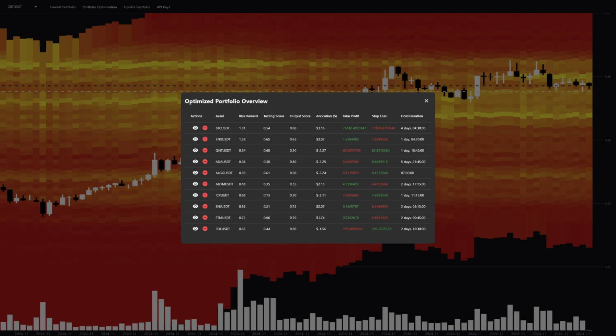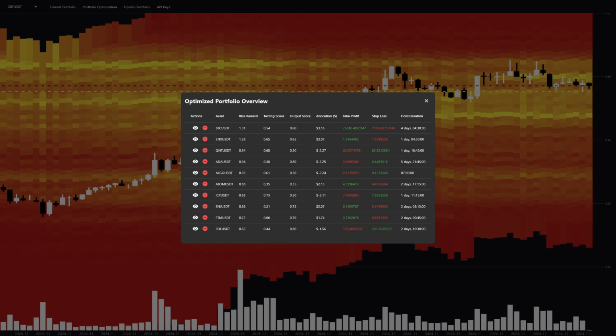Overmind can predict stock markets, crypto, forex, any market actually. But for convenience, I have been testing it using cryptocurrencies, as these markets are available 24/7. Some of the most important metrics that the algorithm calculates for each of the markets are a risk reward, a testing score, and an output score. We can use these to determine if we should trade these markets or not.